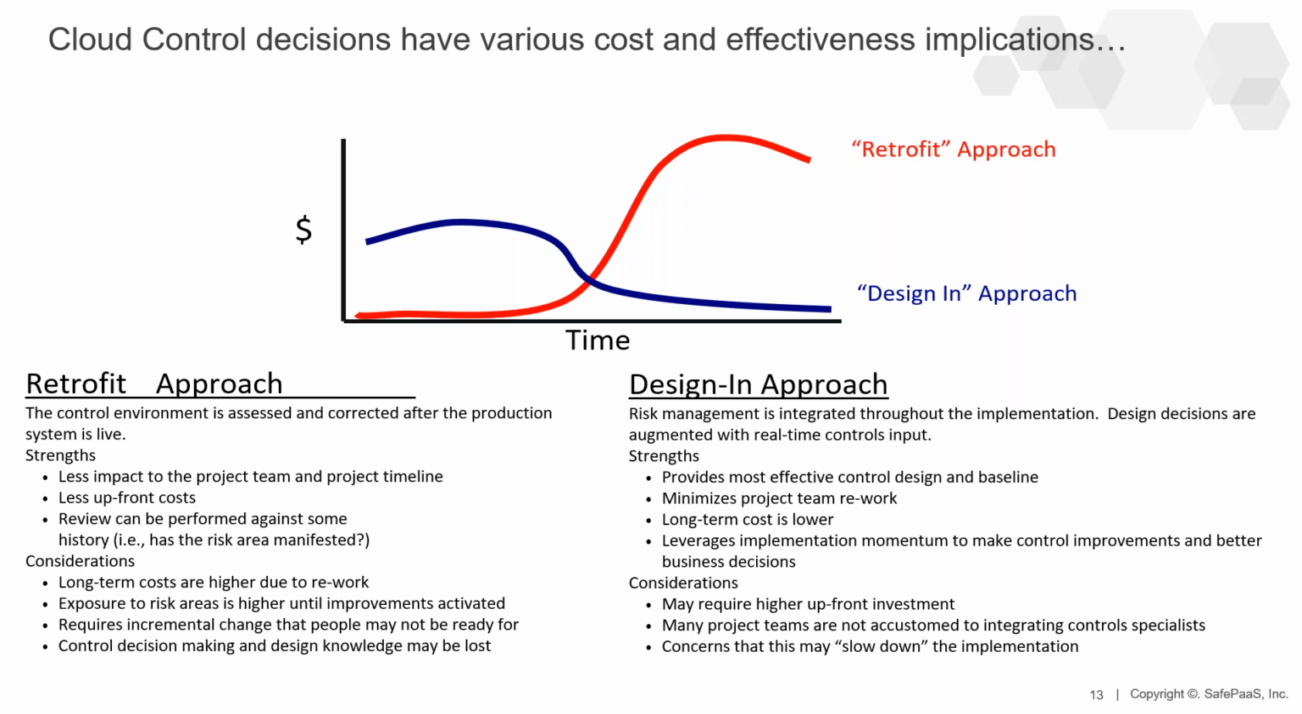Exposure to risk areas is higher until improvements are activated. So you have higher risks, for example, of user access. So people can get in. And one of the clients I was working with recently, their auditors themselves got audited through PCAOB, and they started asking a lot of questions around why suppliers were entered by non-employees. And they were simply trying to import.